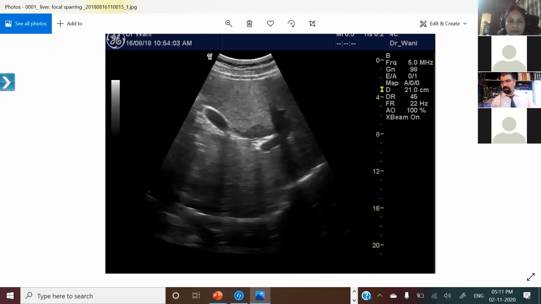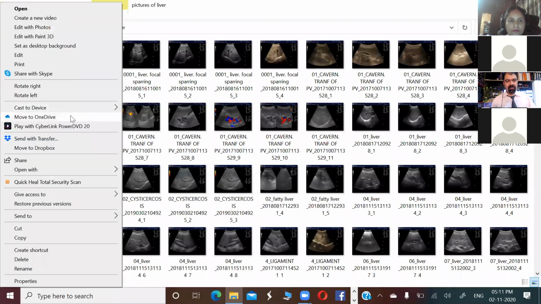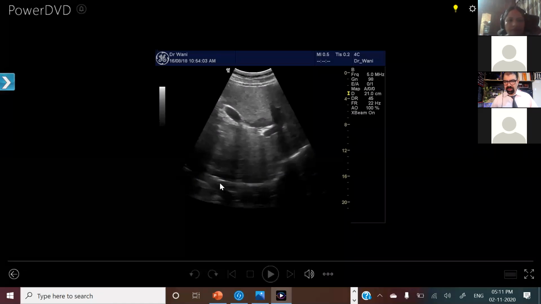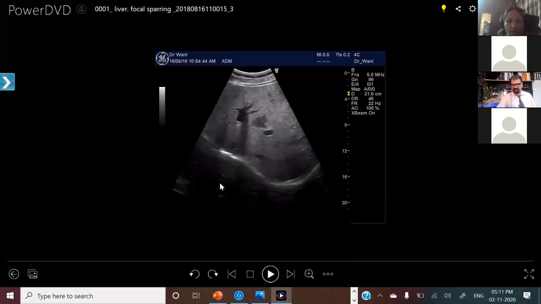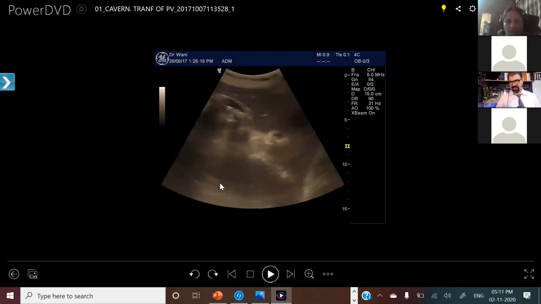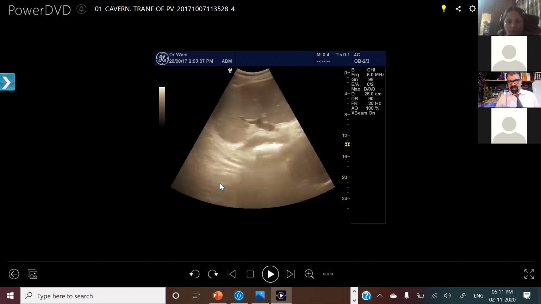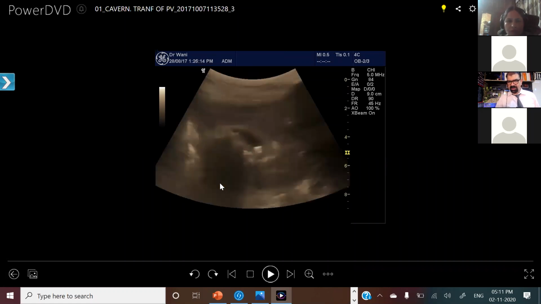Wait, I have to go to the next one. So this was the first picture. This is the same case in another scan plane. So this is more of a longitudinal section over there. And this is again the thing I have to discuss with you.